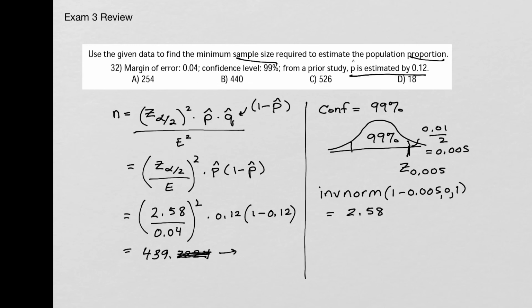I really don't care what the decimal is here. I'm going to always go up to the next whole number. So we want to make sure that we get within this confidence level and this margin of error. So we do that by always going up to the next whole number. So my answer is 440, and that's the final answer.